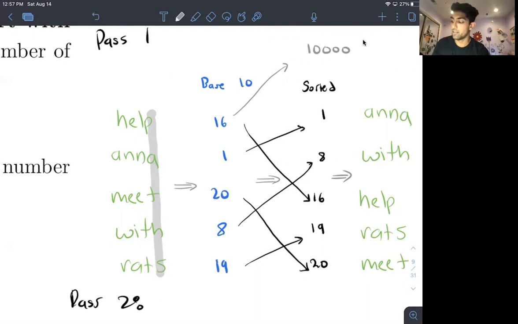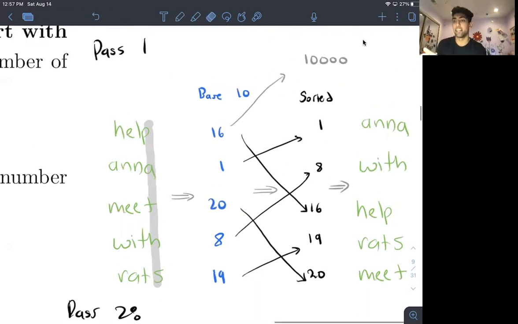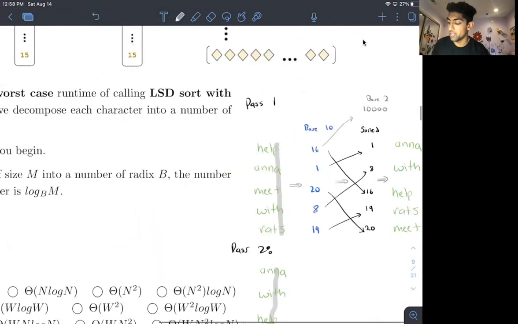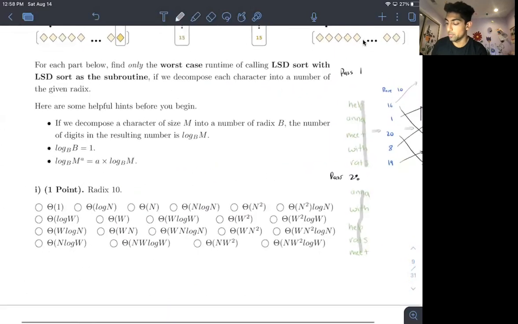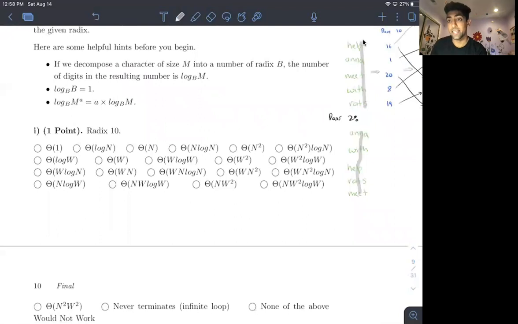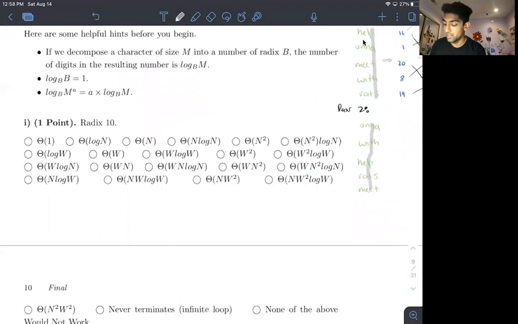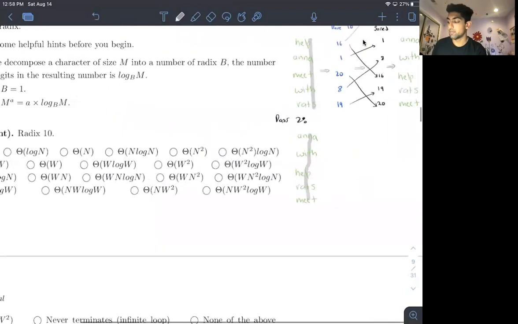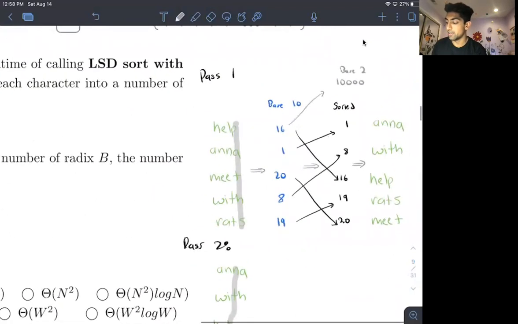I might have done one too many zeros. 1, 2, 4, 8. Okay, no, I think it looks good. So that's if I decompose 16 into base 2. You don't really need to understand it, just the idea that there are more bases that exist, right? So with this in mind, let's look at the problem. So the problem starts off with the radix 10 or base 10. Okay, so that's basically this example that we have right here.